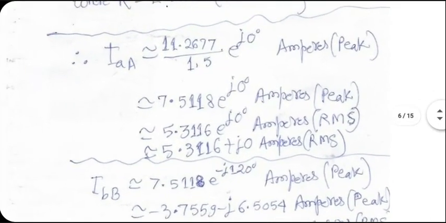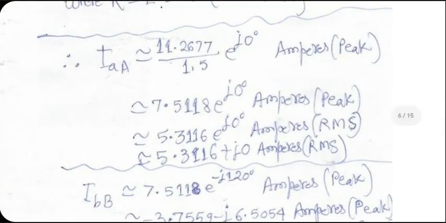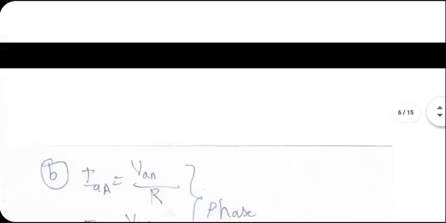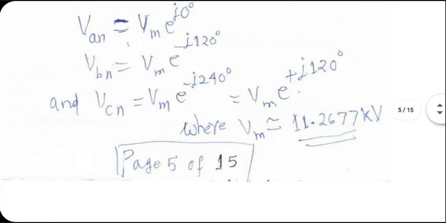Now the detailed calculations are given here. Hopefully, there's no mistake. 11.2677 divided by 1.5. Since resistance is in kilo ohm and voltage is also in kilovolts, the answer will be in amperes and peak value, because I'm using the peak value for Vm. Right? Yeah.